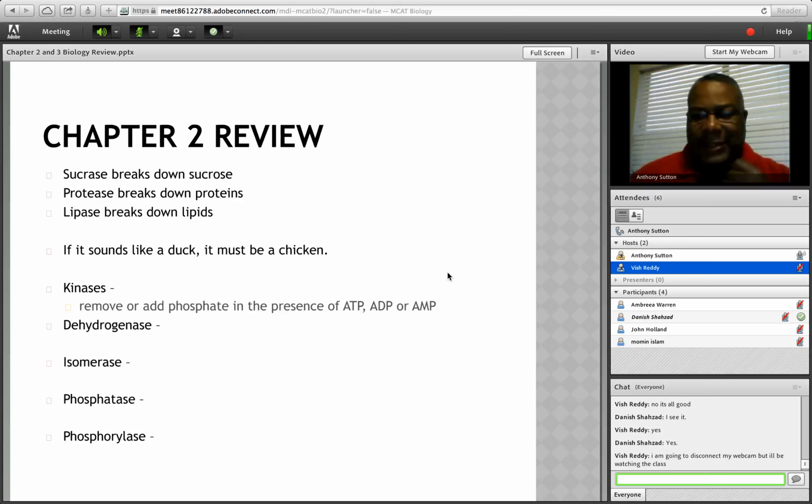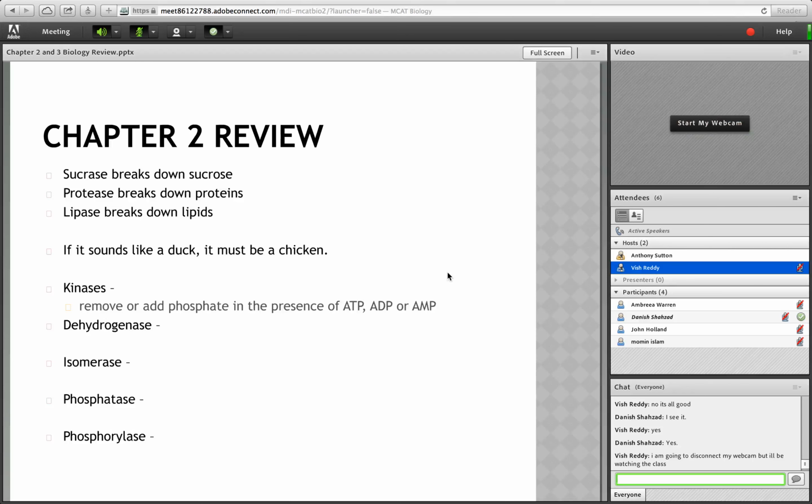What is a dehydrogenase, Ambria? Okay. How about, let's see, who else is on here? Moment, what is the function of a dehydrogenase? Is it to take out hydrogen? Okay, we can kind of live with that.